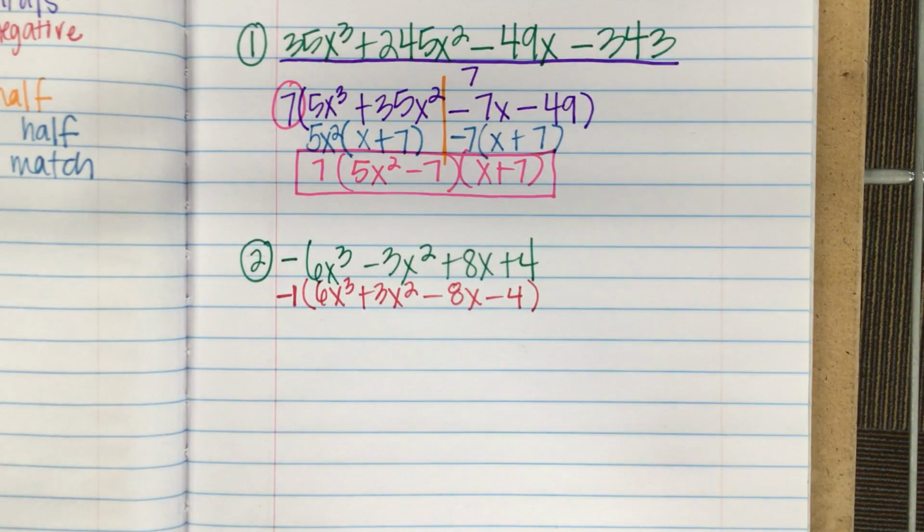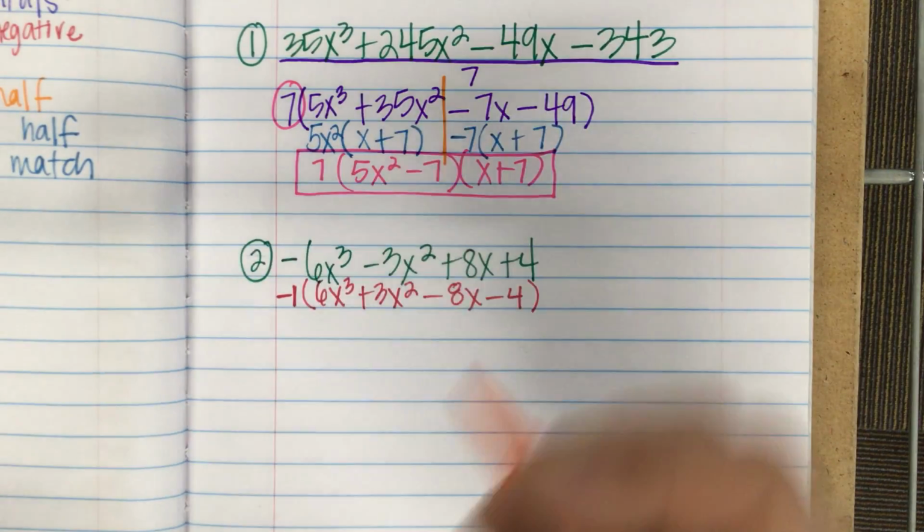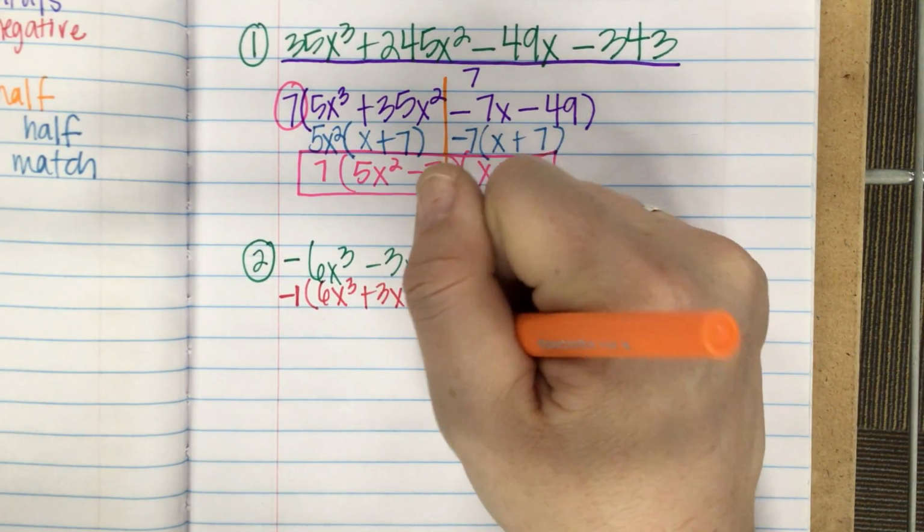Question 1, is the leading coefficient negative? The answer was yes. Question 2, is there a greatest common factor? No. 6 and 3 have a greatest common factor, 8 and 4 do too, but they all don't share one. Question 3, or step 3, split it in half, right there.